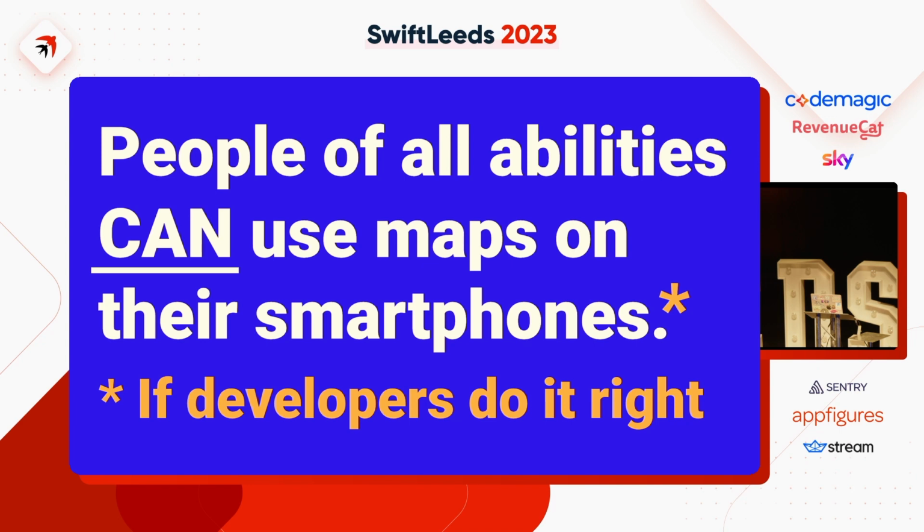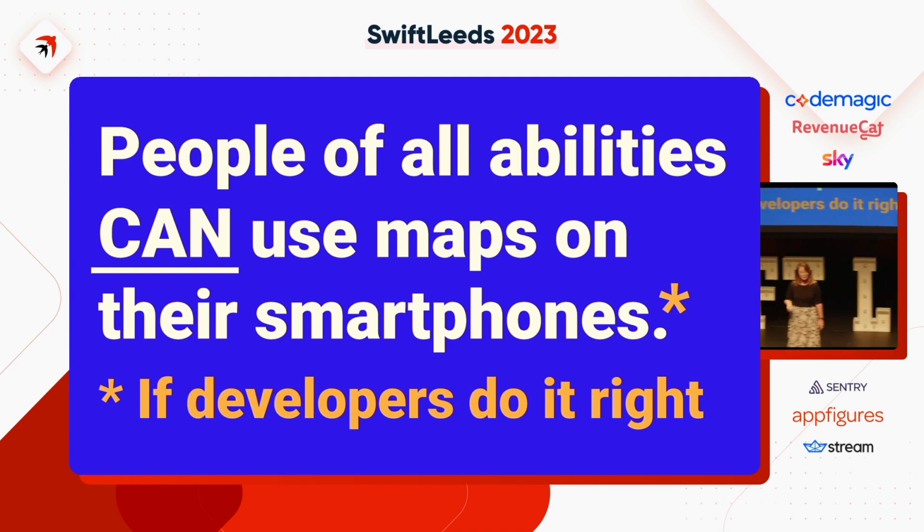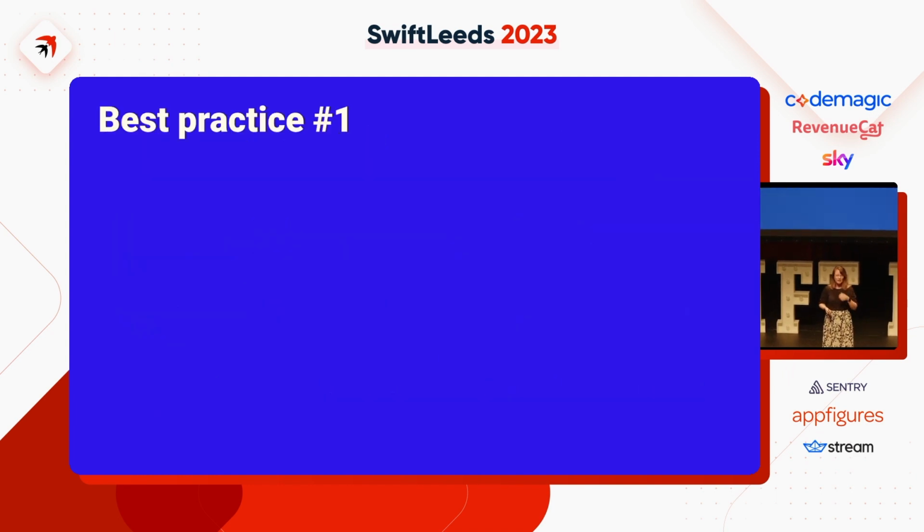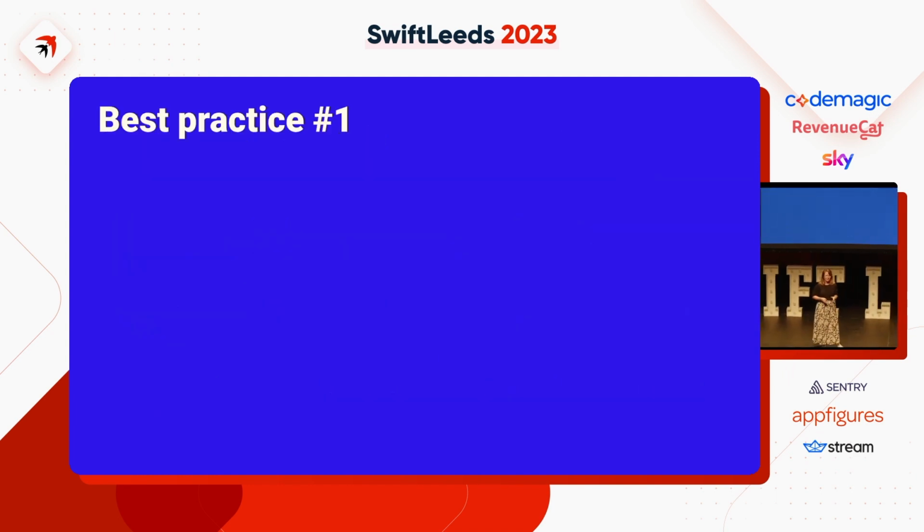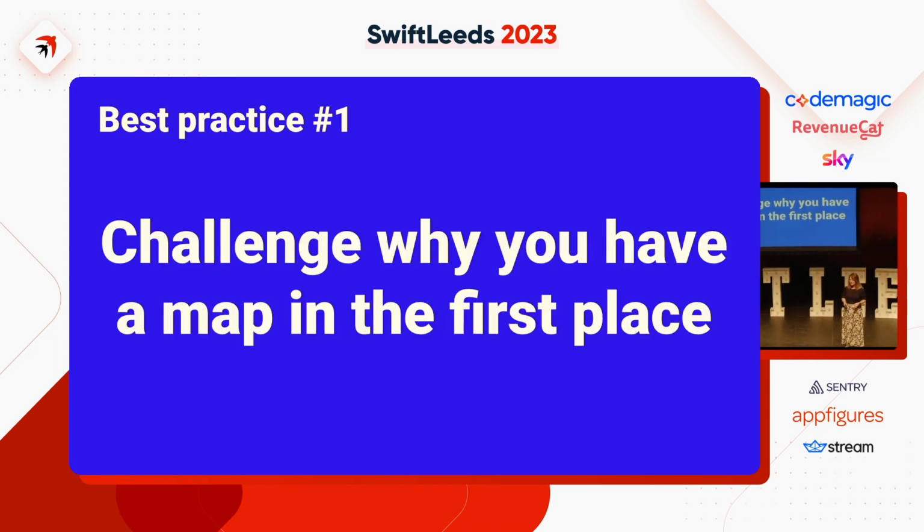I'm here to show you how to do it right with your maps and navigations so people of all abilities can use your app. I'm going to give you some best practices, and the first of which is a bit meta. Challenge why you have a map in the first place. Think about it. Why did you add that map view? What is your real reason?